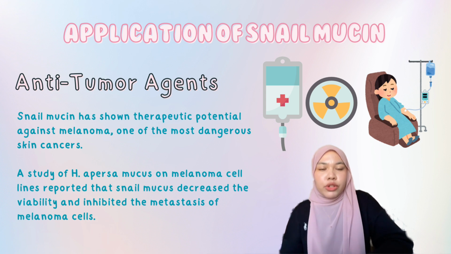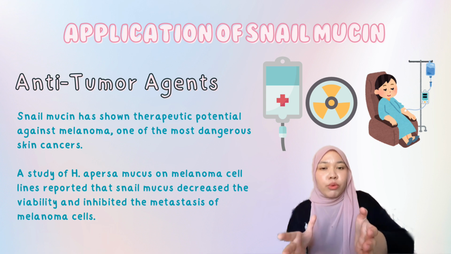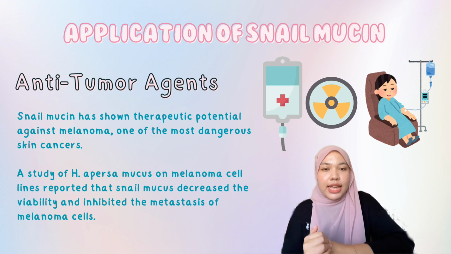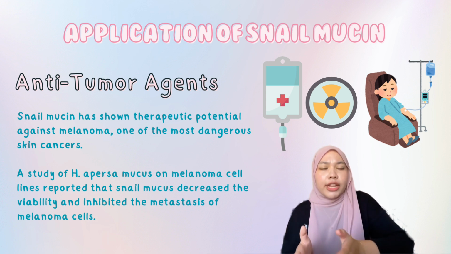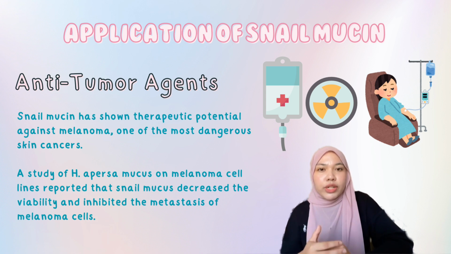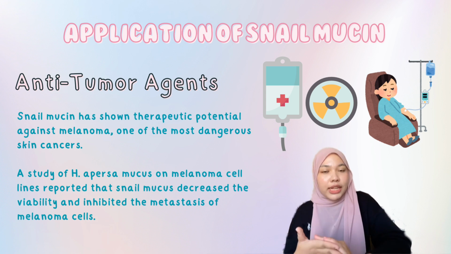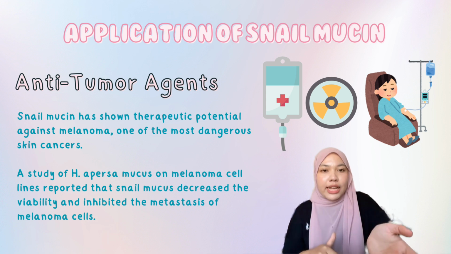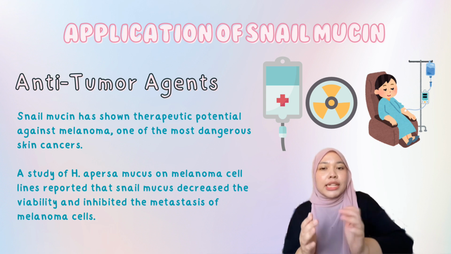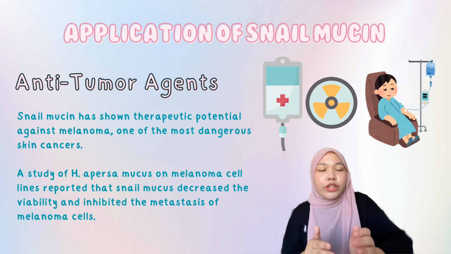Next, snail mucin can act as an anti-tumor agent. Snail mucin has shown therapeutic potential against melanoma, which is one of the dangerous skin cancers. As treatment resistance is common for this cancer, there is an urgent need to find effective novel approaches for treating melanoma. A study of H. aspersa mucus on melanoma cell lines reported that snail mucus decreased the viability and inhibited the metastasis of melanoma cell. Additionally, the inhibition of metastasis was achieved by blocking integrin function and expression and thus inhibiting the cancer from being able to grow.